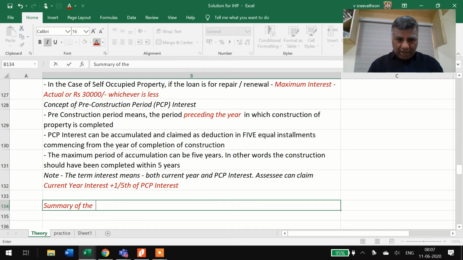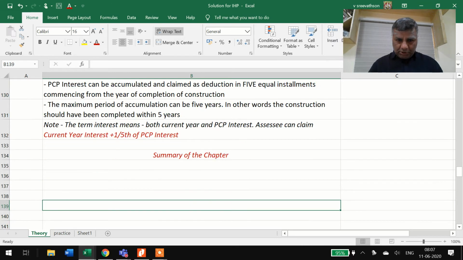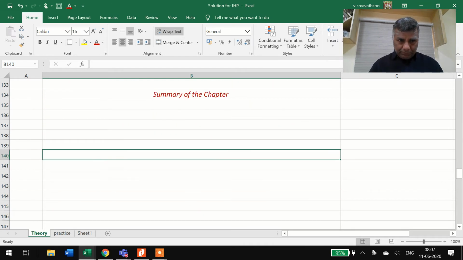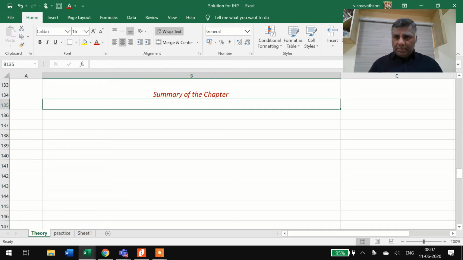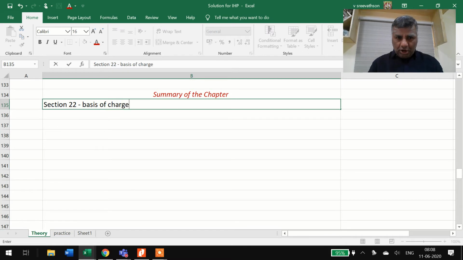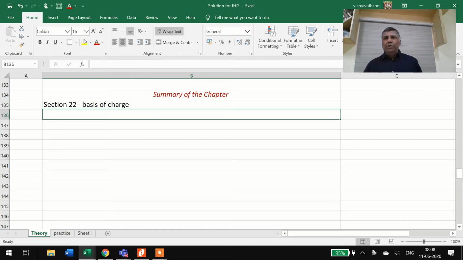Summary of the chapter. Section-wise summary I am going through. Section 22, basis of charge. We all know how to charge. The annual value of a property consisting of land and building appurtenant thereto, of which the assessee is the owner, shall be chargeable after deduction under section 24.